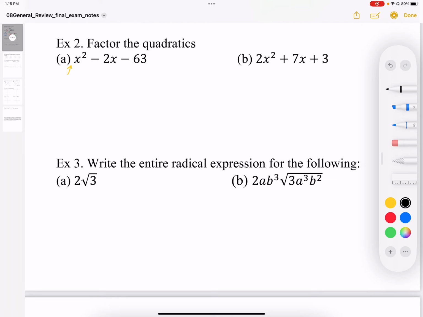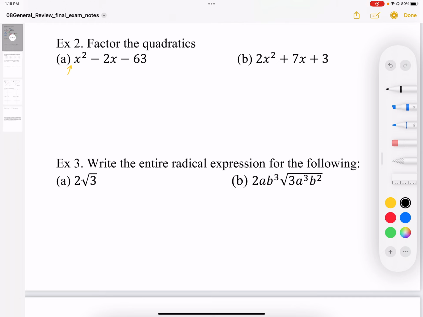Example 2, we're going to factor these quadratics. Whenever we factor quadratics, first of all, we look for the leading coefficient. In this case, there's no leading coefficient in A. And if there is a leading coefficient, we look to see if there's a greatest common factor. So in this case, there's neither.